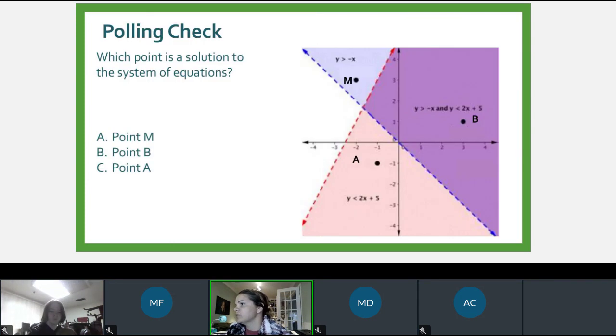All right, so I want to see if you can understand just the different highlighted areas first. I'm going to put up a poll. This is just asking about the solution. So which of these points, we have M up here, B over here, and A down here. Which point, M, B, or A, would be a solution to the entire system? Go ahead and choose your answer.